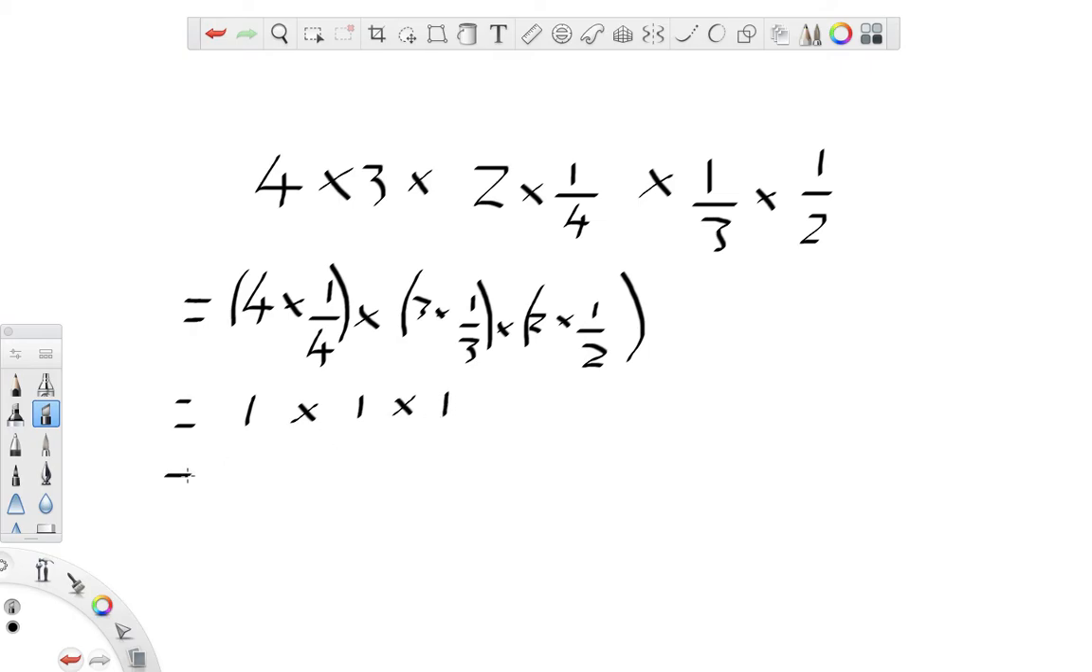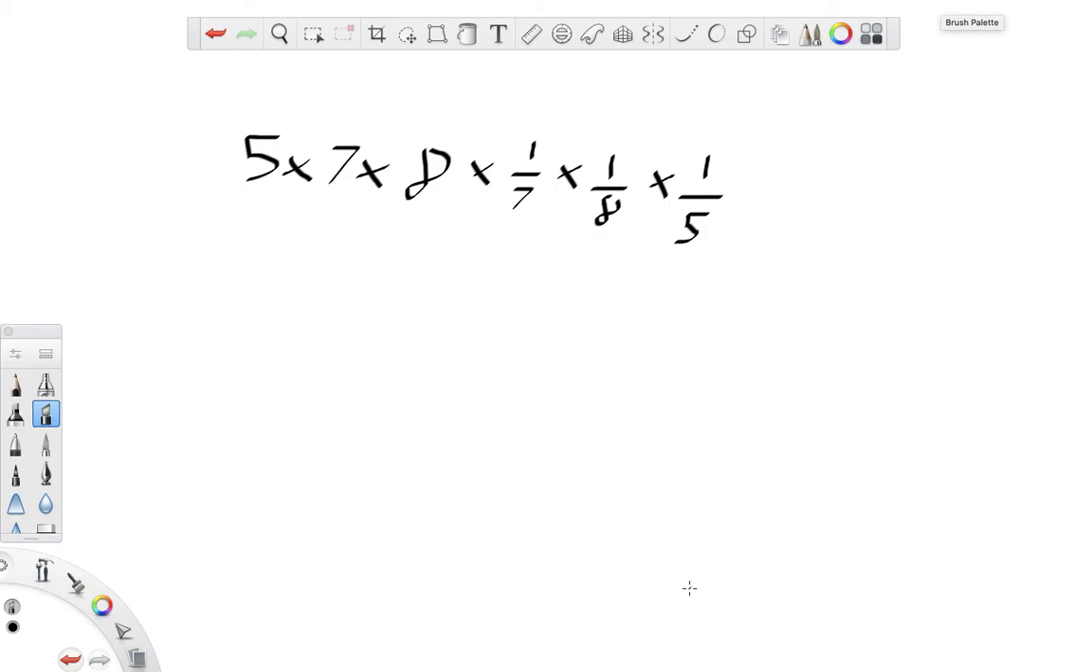So this means we get 1 times 1 times 1. Well, 1 times 1 is 1, times 1 is 1, so the answer is just 1. That's far easier than working out 4 times 3 times 2 times a quarter times a third times a half, because we can just use little tricks that we know, like the commutative law, the associative law, and the things we've just learnt about multiplication with inverses and identity, to help us get to an answer very quickly.